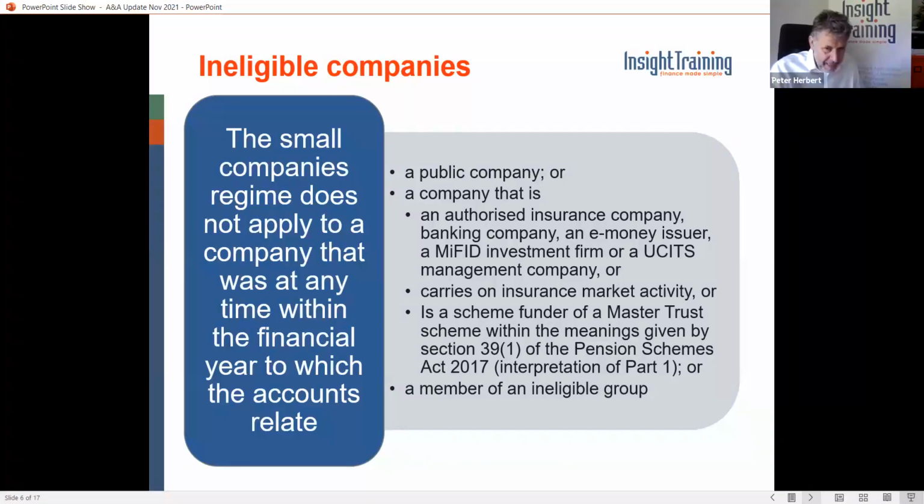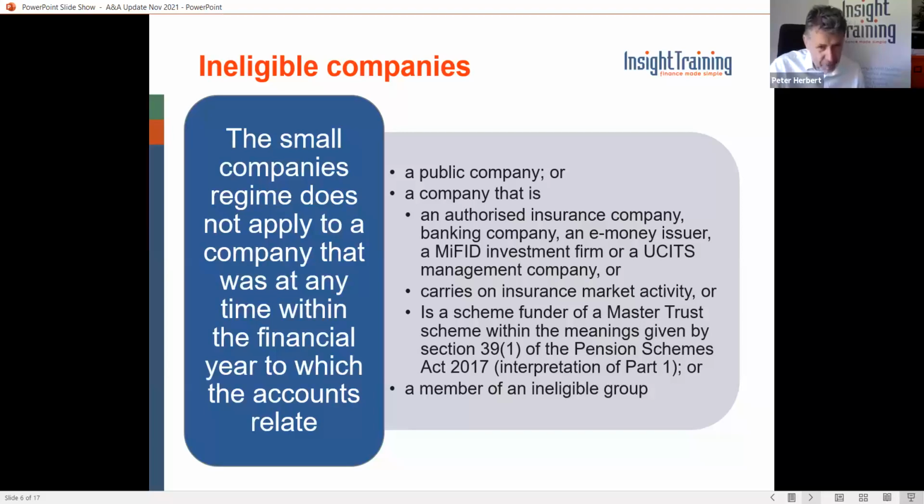Yeah, we do get quite a few people asking us about situations where maybe they are looking at a company which has lent money. To work out whether you are ineligible from applying the small company regime because you lend money, you may need to do a bit of a deeper dig to ascertain whether you're indeed a banking company or a MiFID investment firm. Just because you lend does not automatically mean that you're in the ineligible category, but that can sometimes need to be looked at quite carefully.